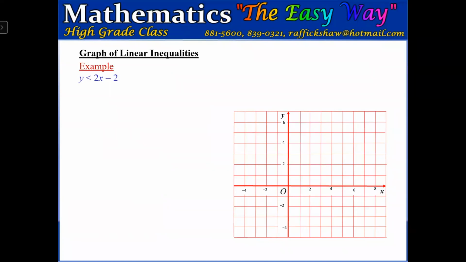So the first thing we want to do to draw that line is, what does it mean? Remember, the first word is either above or below. So you tell me now, this means above or below. We want to draw the graph of this inequality, y less than 2x minus 2. We want to go above or below a line. Tell me.